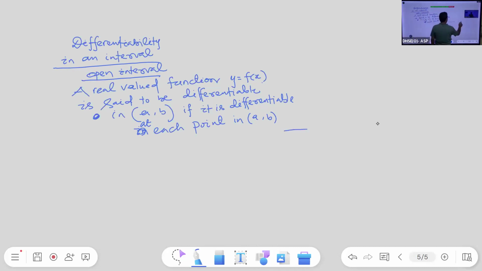Suppose this is the open interval AB. Open interval AB means A and B are not included. A function is said to be differentiable in the open interval AB if it is differentiable at each and every point in AB. Okay. Then differentiability at endpoint.